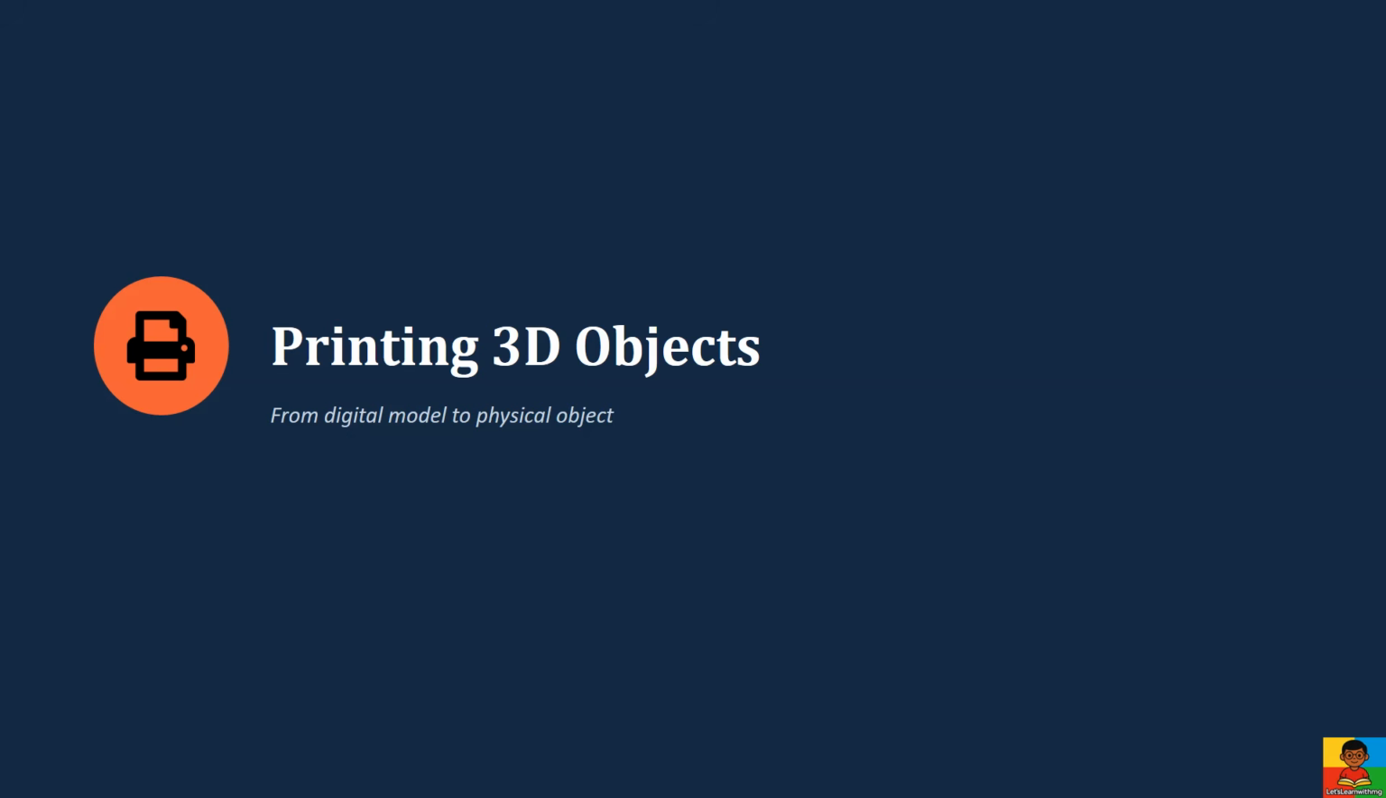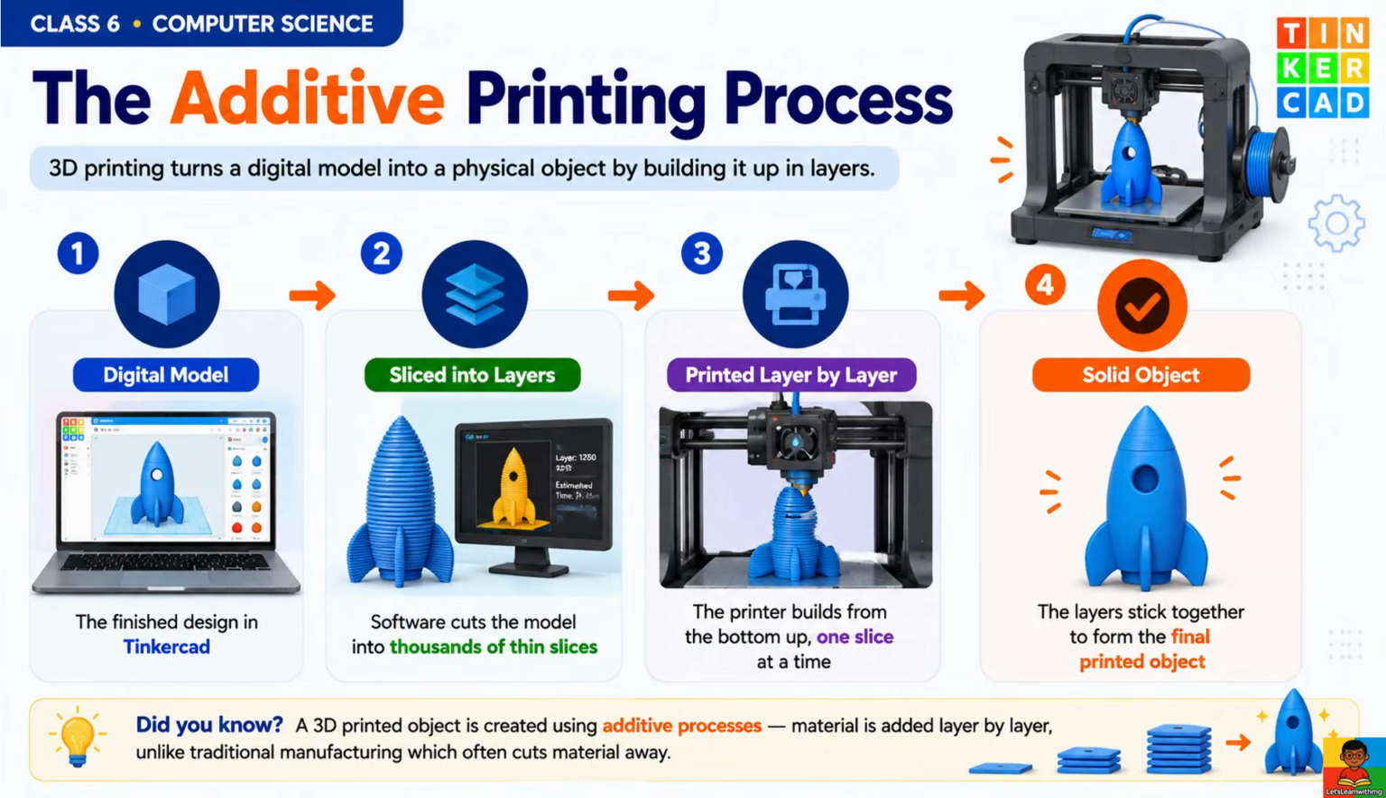Printing 3D objects takes a digital model and turns it into a physical object. 3D printing turns a digital model into a physical object by building it up in layers. The digital model is the finished design in Tinkercad. It is sliced into layers, as software cuts the model into thousands of thin slices. The printer then prints layer by layer, building from the bottom up, one slice at a time. The layers stick together to form the final solid object.